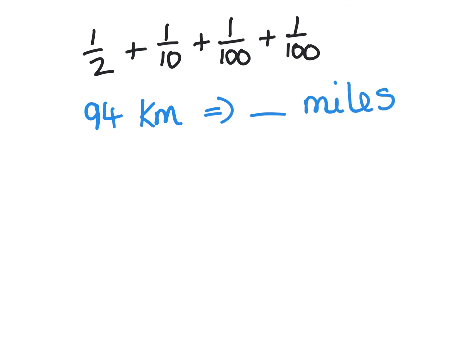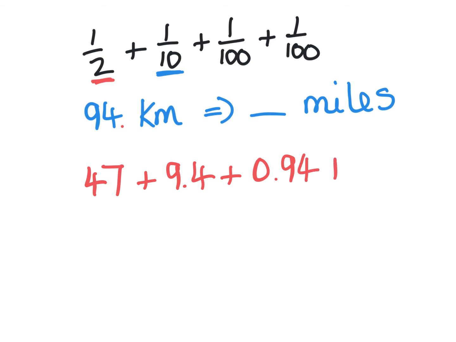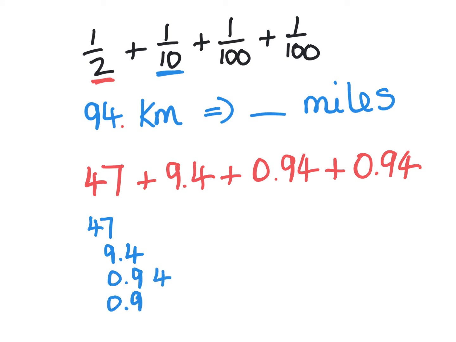Right? So, let's go first. We have to halve it. Half of 94 is 47. Now we need to do a tenth of it. So we get our 94, and the decimal point will be there. We're obviously going to move it one place to the right. It's going to be 9.4. A hundredth of it will be 0.94, and then obviously the same again. Then we set up our sum. 47, 9.4, 0.94, 0.94.